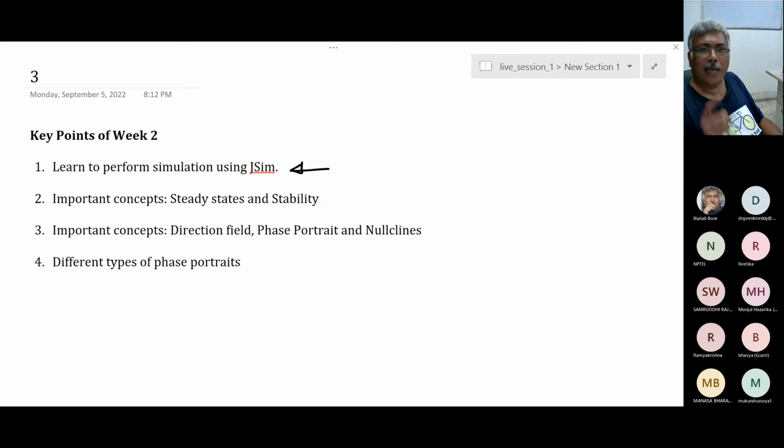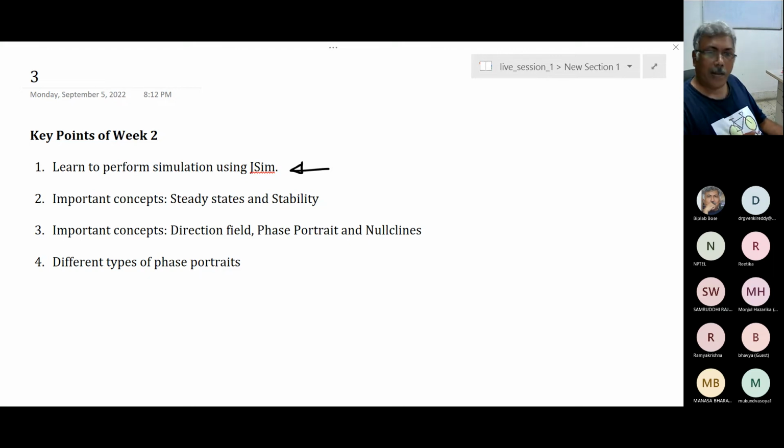And remember, in quizzes as well as the exam, you will have questions based upon JSim. Although you do not have to simulate using JSim, because in the final examination we will not provide you access to JSim, you should know how JSim code works, how JSim works. So that type of question you should expect in the final examination. That means you have to learn JSim by heart. So I insist, please go and learn. Again, if you find any difficulty, please post questions on the forum or ask me by email.